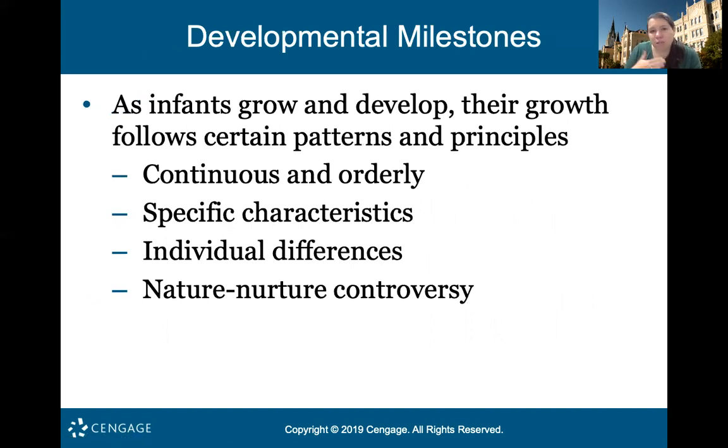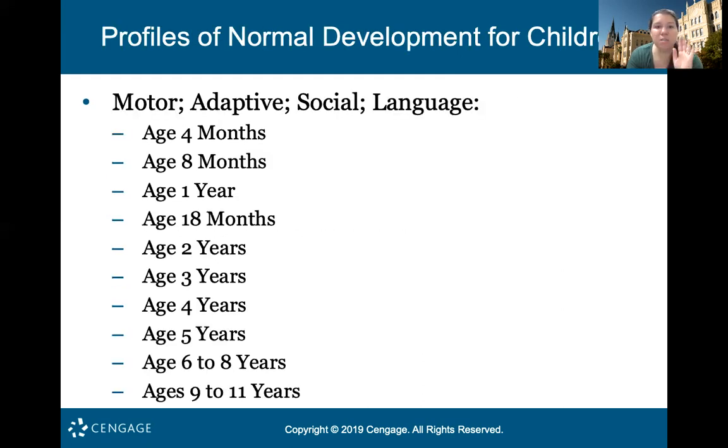So there's certain things to look for as infants grow and develop, and there's usually some patterns and some things to look for. The textbook will talk a lot about some of these patterns. It also talks about the nature versus nurture controversy, which is very interesting to think about. And nature definitely plays a huge role in a child's predisposition as well. So the textbook will talk to you about normal developmental milestones for all of these different ages: 4 months, 8 months, 1 year, 18 months. It'll look at the motor skills and normal development in terms of motor skills, adaptive, social, and language.